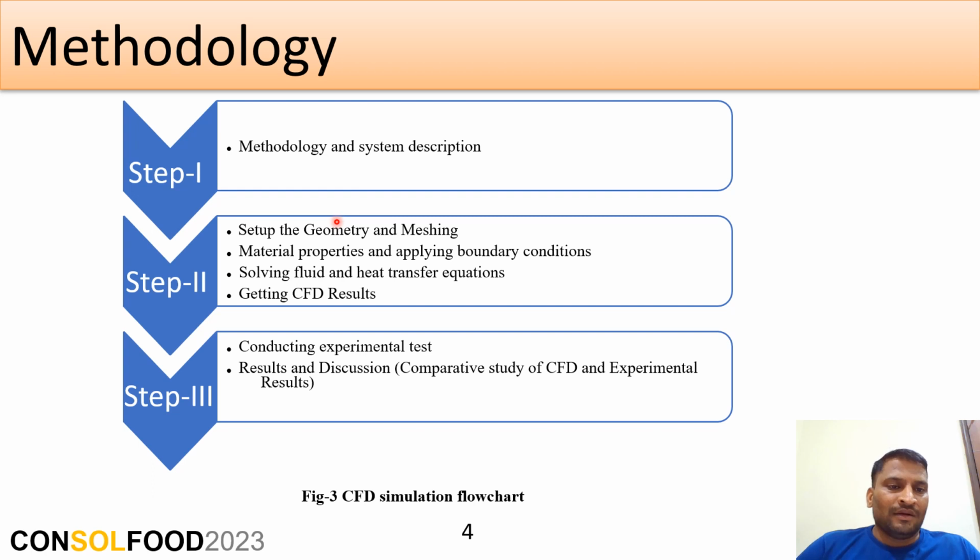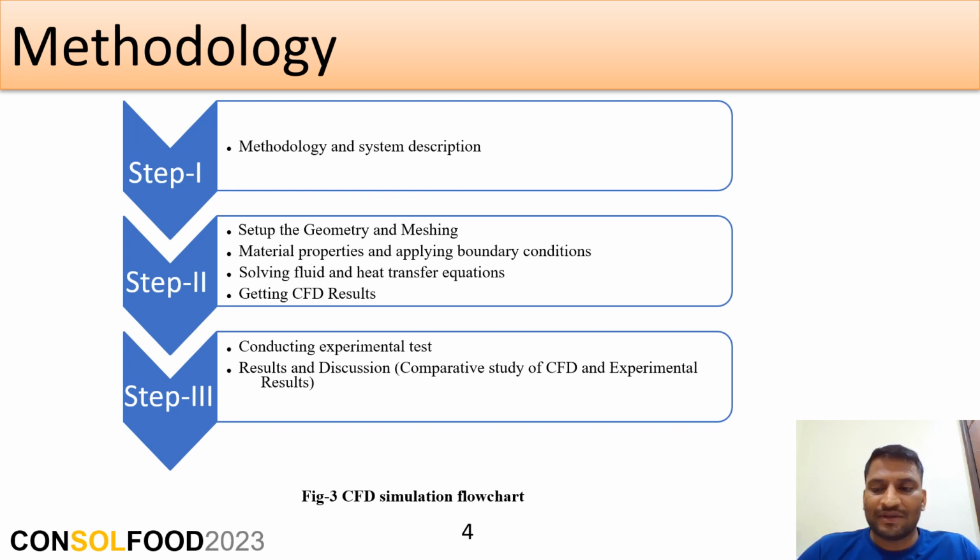Methodology. In the first step, we designed and developed our drying system. Before going to the experimentation, we conducted the CFD simulation for our system. For carrying out the CFD simulation, we generated the geometry and created the meshing. We defined the different material properties and applied the boundary conditions. After solving the fluid and heat transfer equations, we got the CFD results. After completing the CFD simulations, we went for the actual experimentation.